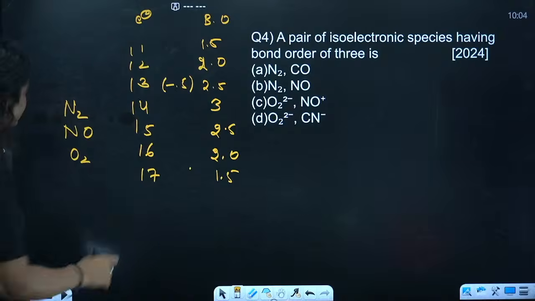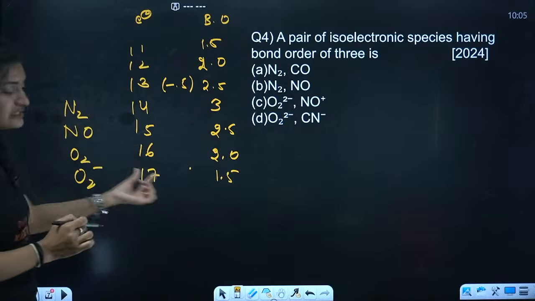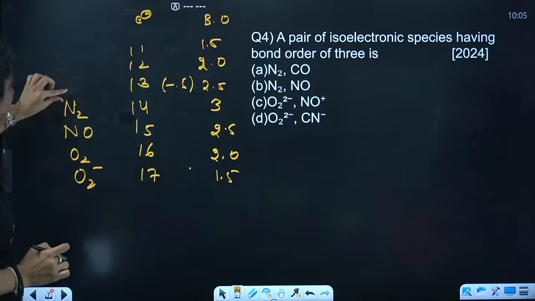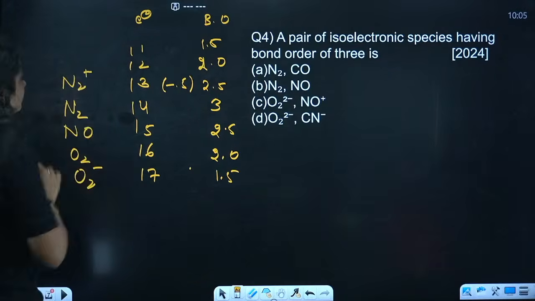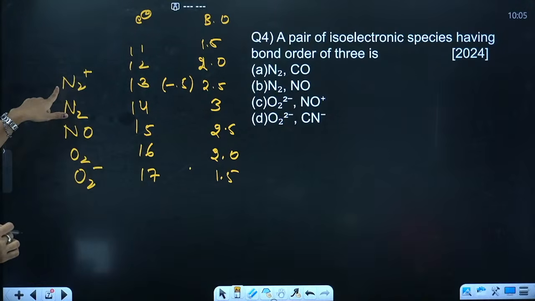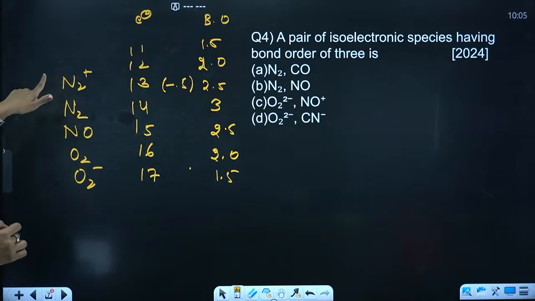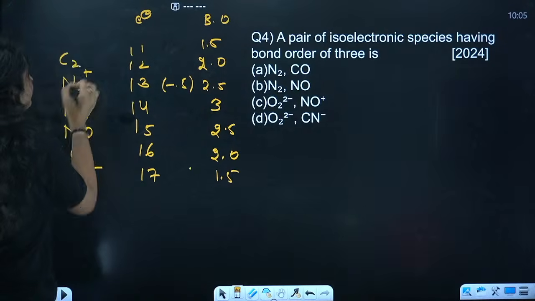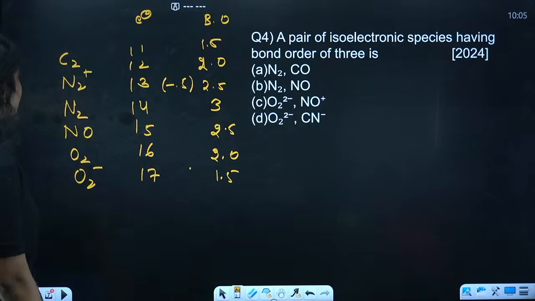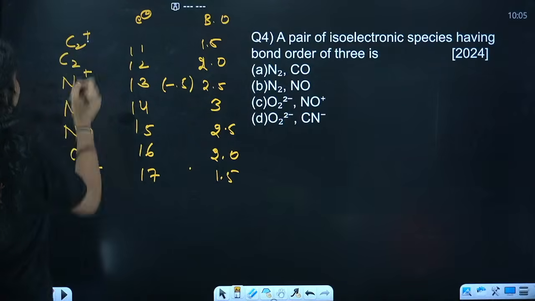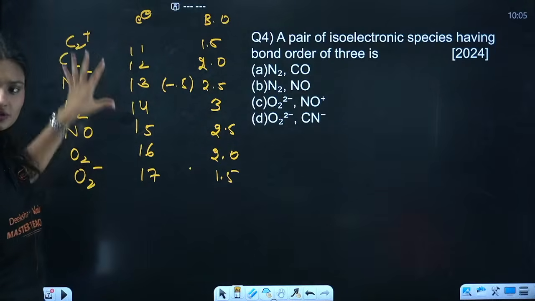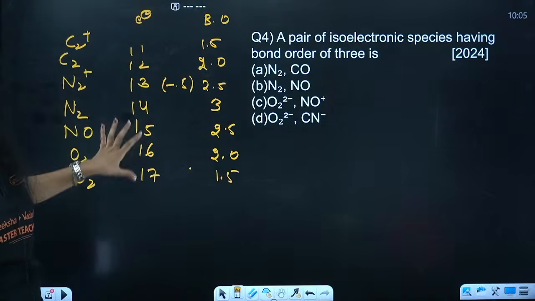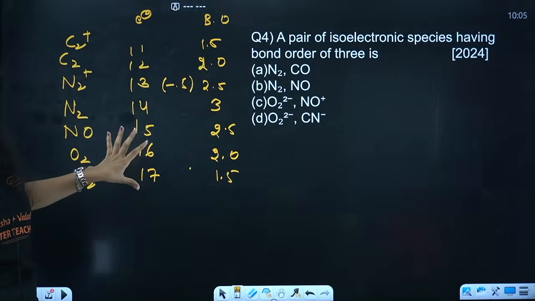O2 has 16 electrons. O2 negative has 17 electrons. Then from N2 we go up: N2 positive will have 13 electrons. Similarly, C2 will have 12 electrons, and if we make C2 positive, that will have 11 electrons. Clear? Any species, not only these, these are the number of electrons that you should consider.